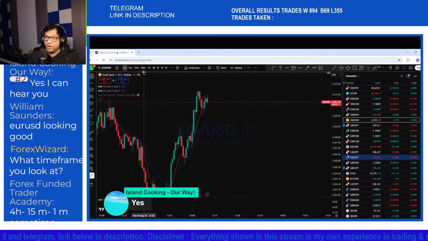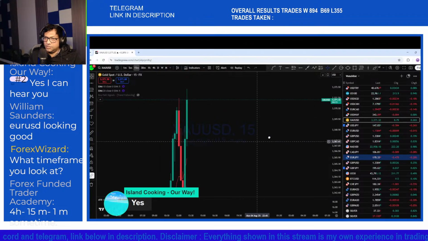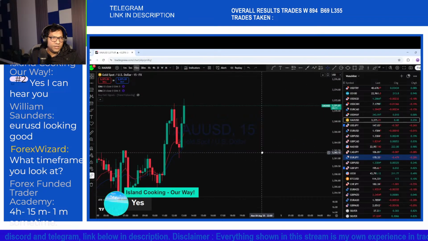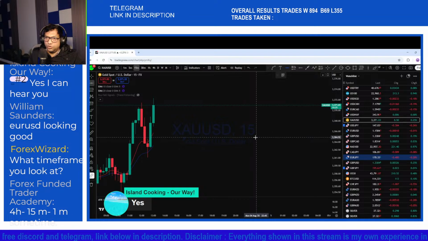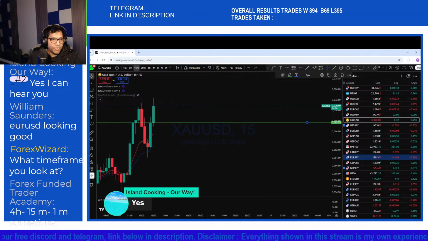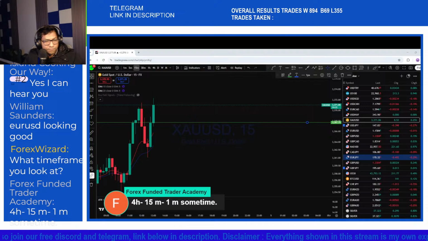If we combine the 1 minute and the 15 minutes, you can see the price may retest this support and then return back again to the upside. For our 15 minutes, 1 minute, sometime.